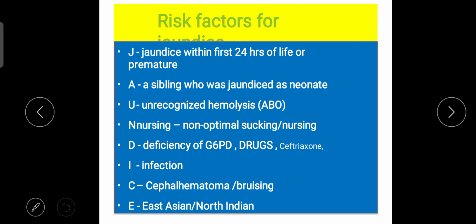We have some risk factors of jaundice. According to the name jaundice, I have mentioned it. J stands for jaundice within the first 24 hours of life or premature. A stands for a sibling who had jaundice as a neonate. U stands for unrecognized hemolysis, ABO incompatibility. N stands for nursing or non-optimal sucking and nursing. D stands for deficiency in G6PD or drugs. I for infection, C for cephalohematoma, and E for East Asian, or in North India it is very common. So these are some risk factors of jaundice.